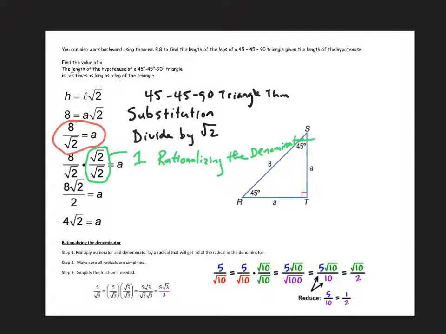So 8 times the square root of 2 is 8 square roots of 2, and we know the square root of 2 times the square root of 2 is the square root of 4, which is simply 2. So that was just rationalizing the denominator. Then I multiplied. And lastly, how do I go from 8 square roots of 2 divided by 2 to 4 square roots of 2? I divide by 2.